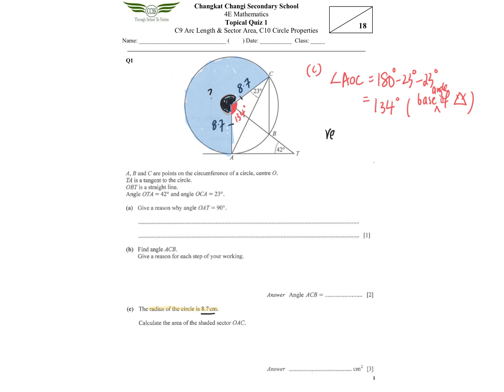Reflex means the outside of angle AOC. We use 360 take away 134. So this is angle at a point. Okay, so now I know this is 226. Once you know the angle, you can find the fraction that is shaded.